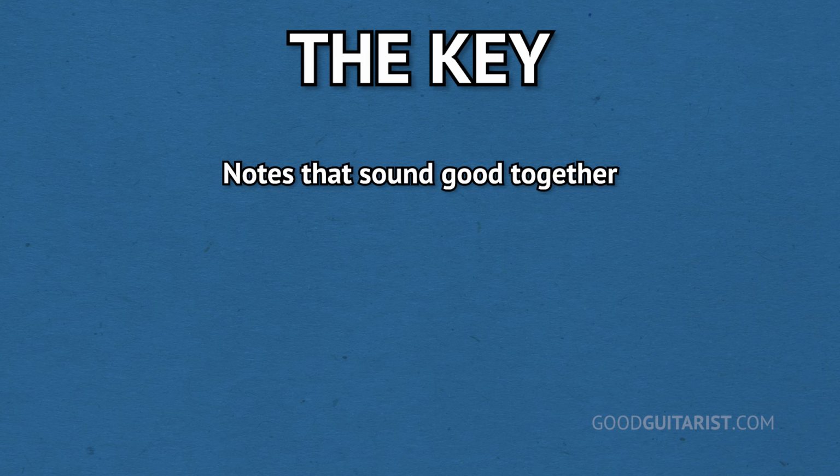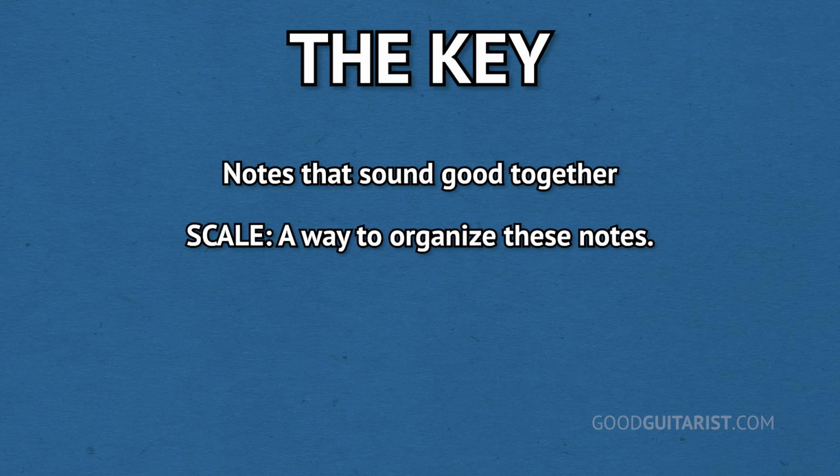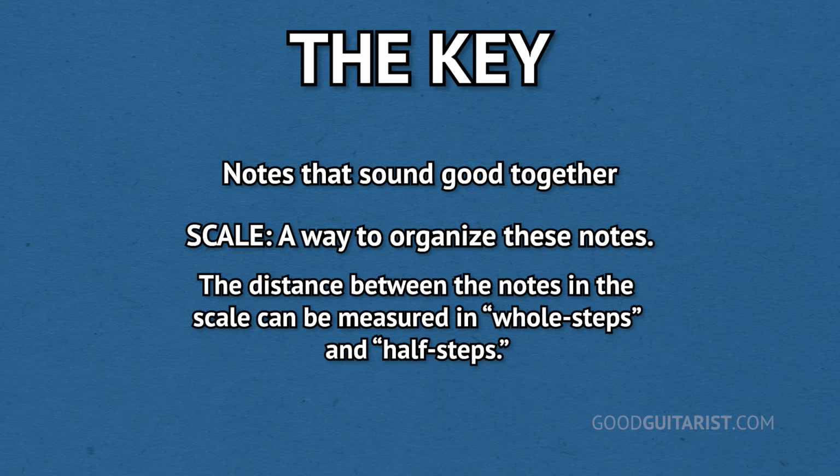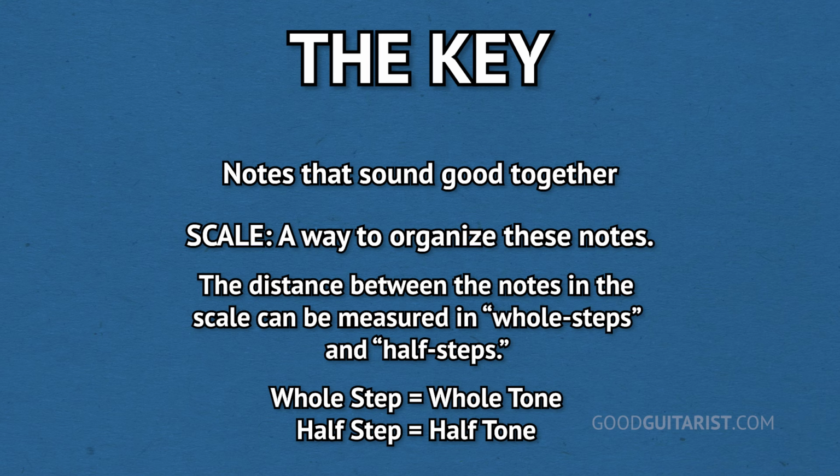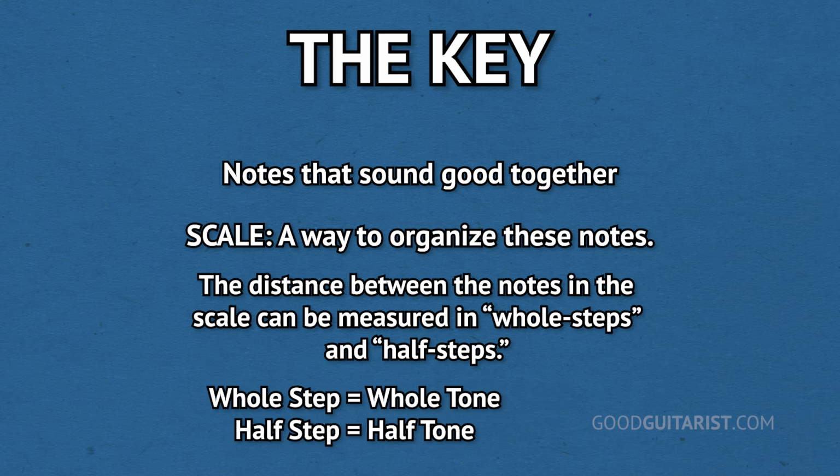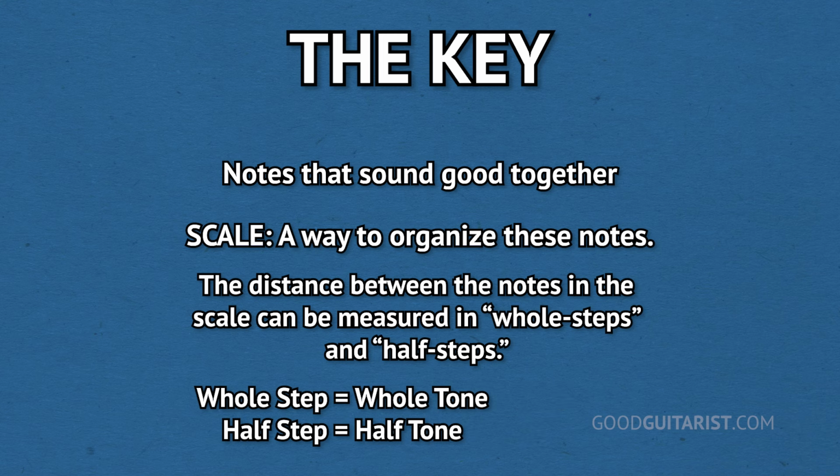But to make musical music, we need to pick some of the notes and exclude others and create a key. A key is essentially notes that sound good together, and it all begins with a scale. Scales consist of whole steps and half steps. You might also hear people refer to them as whole tones and half tones. It's the same thing. A whole step or a whole tone means you skip a note, and a half step means to go to the next note.